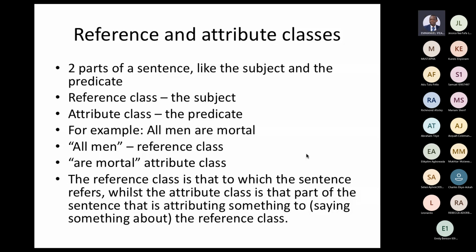Now, the reference class is that to which the sentence refers. That to which the reference refers is the reference class. Whilst the attribute class is that part of the sentence that is attributing something to or saying something about the reference class.